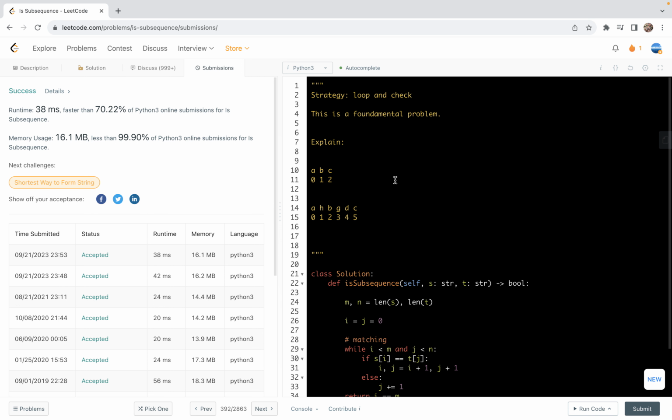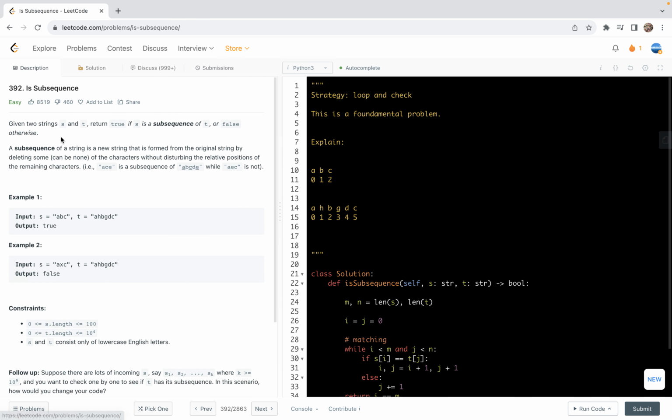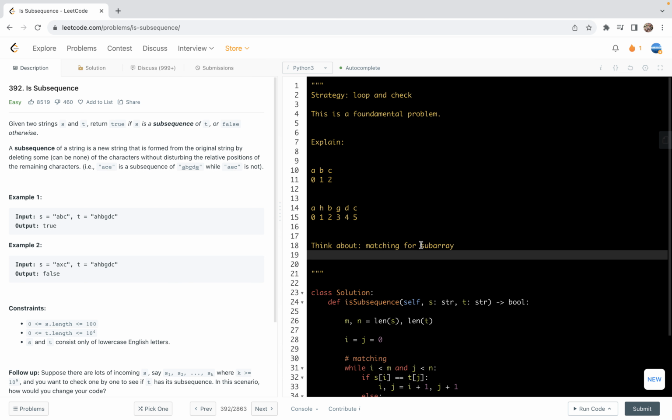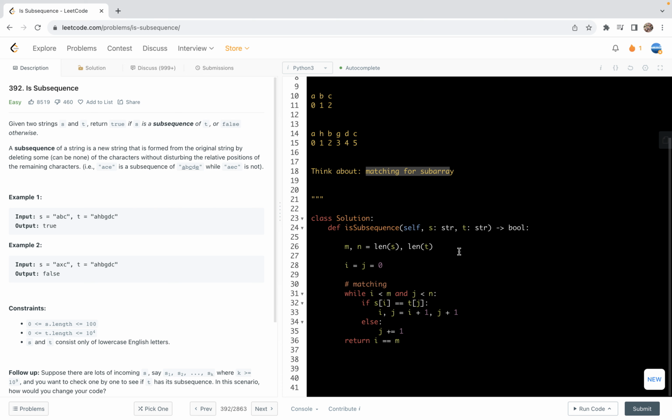Here we considered the problem of matching and checking a subsequence. You can also think about matching for a subarray, which is a consecutive piece. For that, you can use a sliding window, or some other sophisticated algorithm for string matching. With that said, I guess we achieved the purpose of this video.